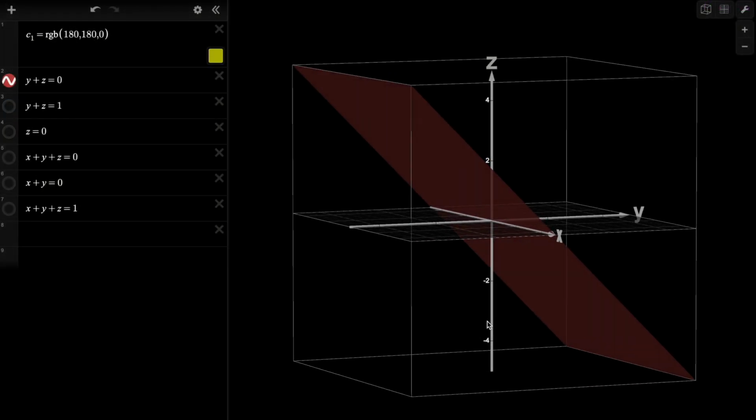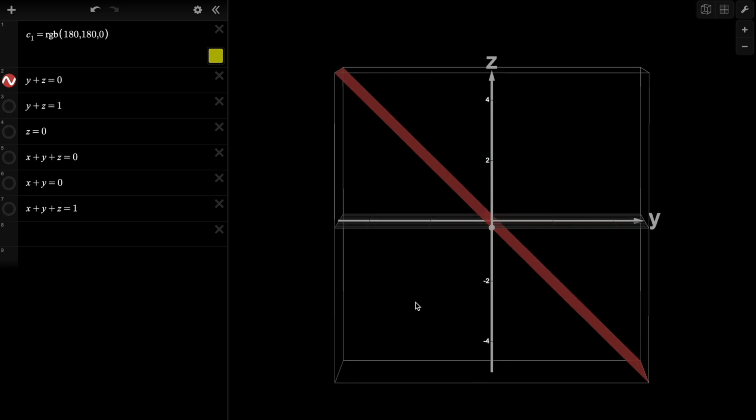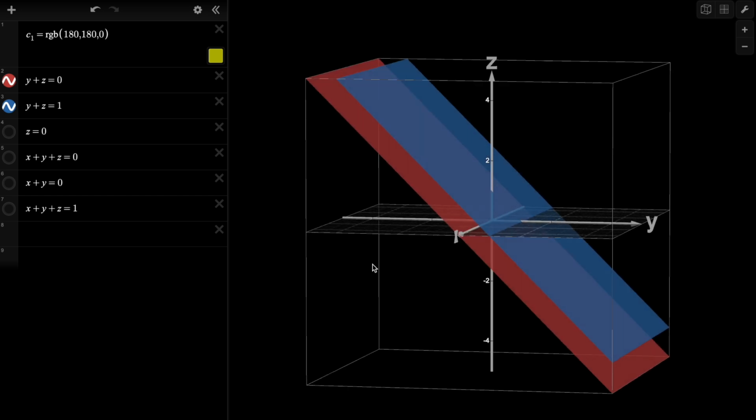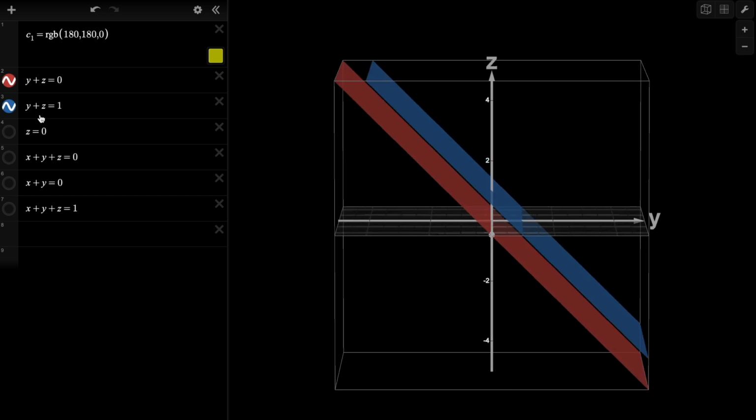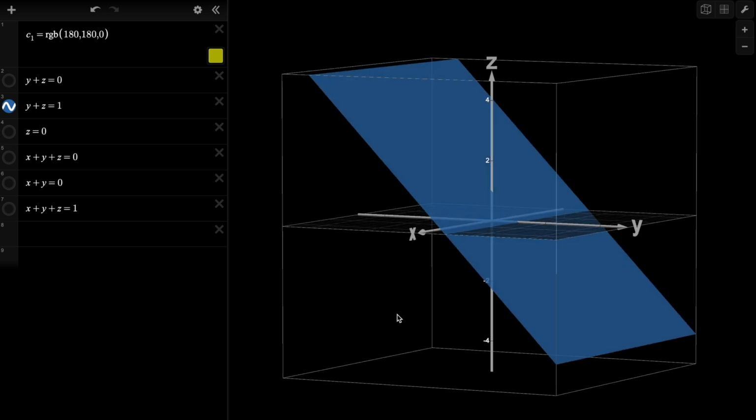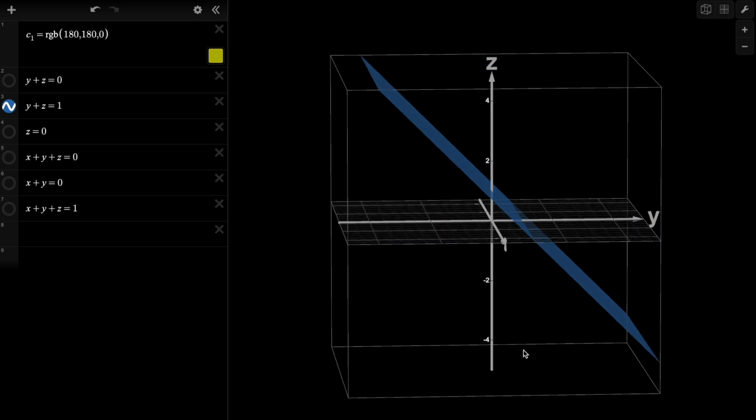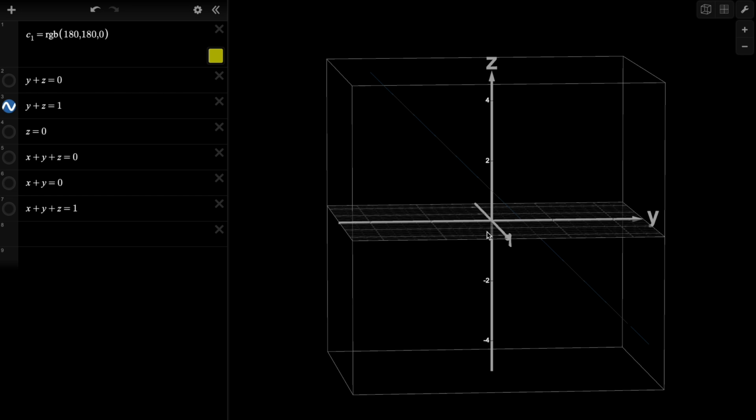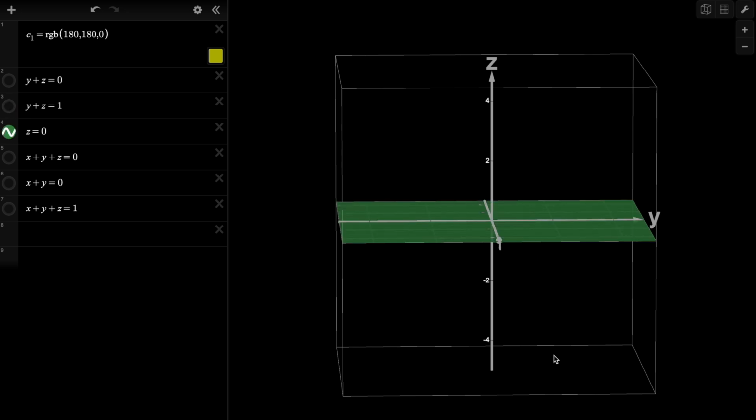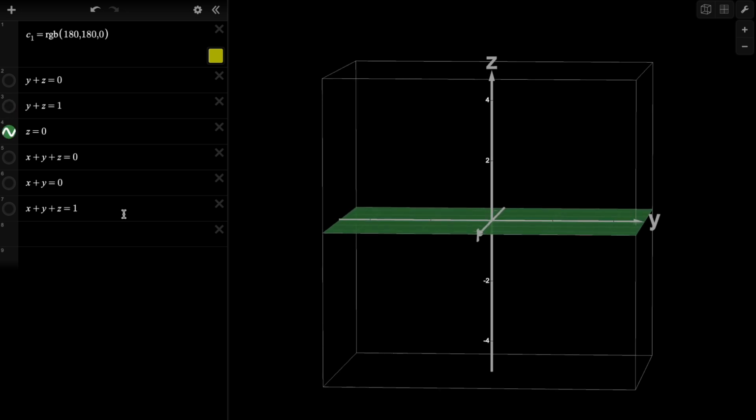So you can see it is passing through origin. So yeah, it is a valid subspace. This is the second one, the blue one. So you can see that this is not a valid subspace, right? See, this is a plane in R3, but it is not passing through origin. See, here is the origin. You can see my cursor, but the plane is not passing through origin. So it is not a valid subspace. This is the third one, z equal to 0, that is xy plane, a valid subspace.